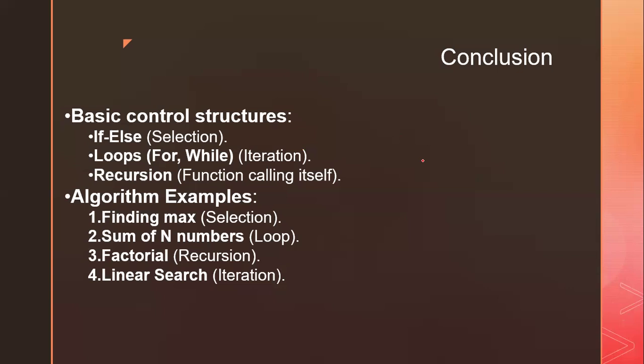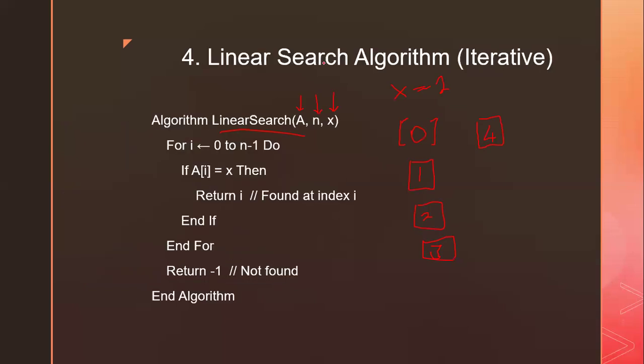So the conclusion to this is that you have your basic control structures: if-else, which are selection statements; loops, which are for or while; and recursion functions, which are functions that call upon themselves. Then algorithm examples: finding the maximum value, which is selection; sum of n numbers, which uses a loop; and factorial, which uses recursion. This one I don't recommend you continue with, because unless DMZ wants you to do it, it's better you just focus on what you can. And then you've got linear search, which uses iteration.